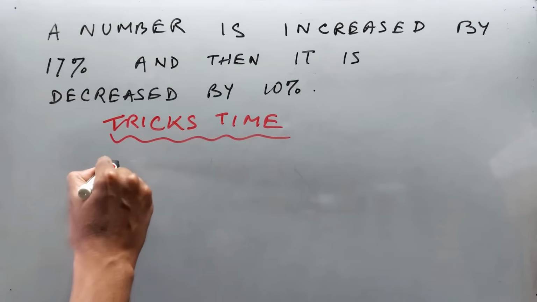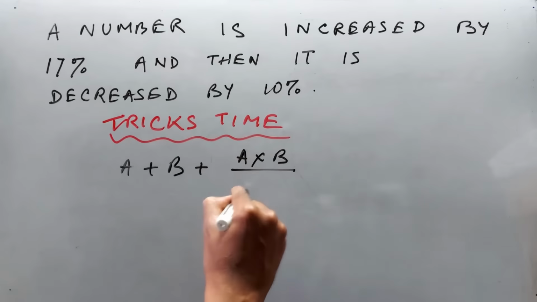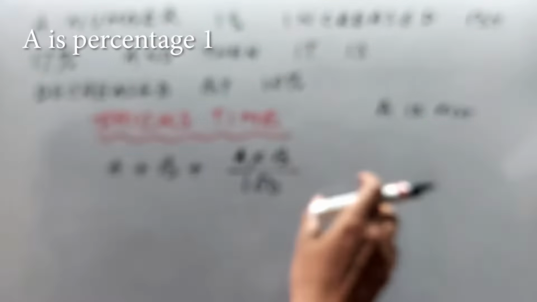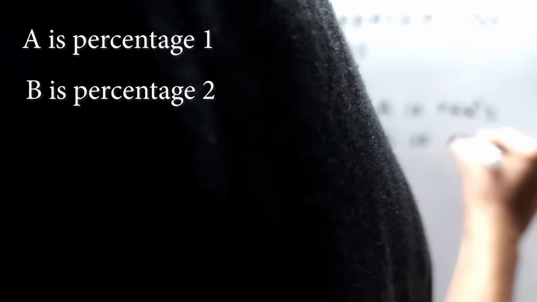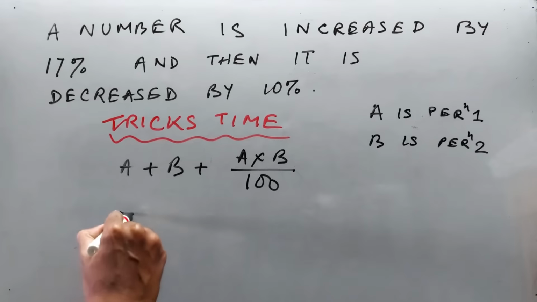So, there is a formula. A plus B plus A into B over 100. A is percentage 1, B is percentage 2. Now A is 17, we know this. Let us put this value.